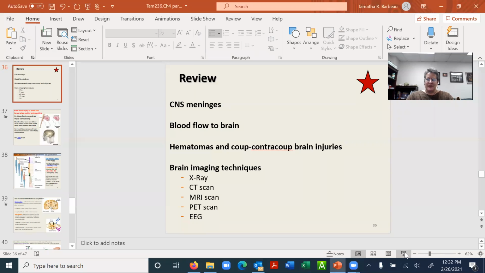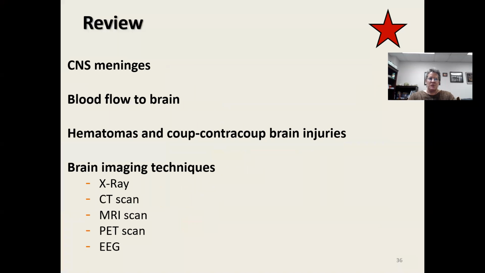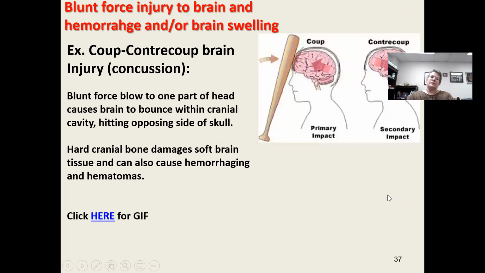So last time, we had covered the meninges of the brain and blood flow to the brain, and very importantly, talked about why hematomas in the brain are very dangerous. So what we're going to start here with is coup-contracoup brain injuries. A coup-contracoup brain injury is a fancy name for a concussion. Most people have heard what a concussion is.